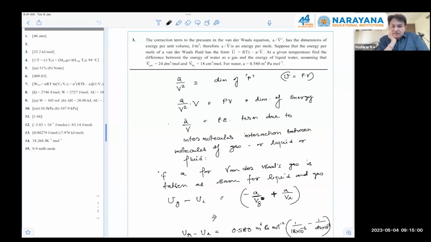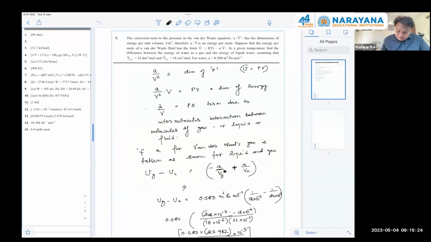See, in this question, the theme is that A upon V square is the interaction term. A upon V square is a kind of pressure correction term, so it has the dimension of pressure. Very interestingly, if you multiply it by V, it becomes A by V. This A by V term is basically the intermolecular interaction energy. This question is about the understanding of enthalpy.